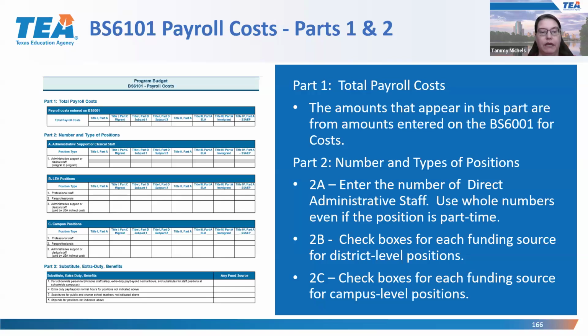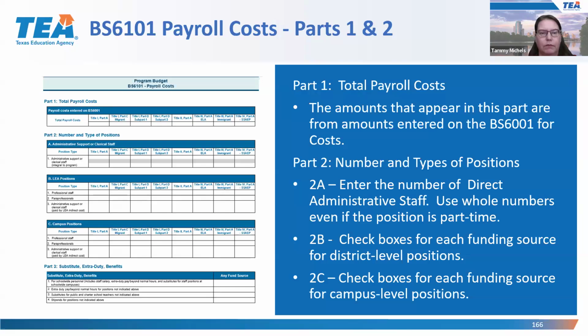Now we're going to look at part B and C, and these are check boxes, and you don't have to list the number of positions. You'll want to indicate if the positions are for LEA or campus positions. As the applicant, you determine how to classify the positions as professional staff or paraprofessionals. It's all defined locally. And TEA does not make those distinctions because organizational codes for personnel and job descriptions are all unique for every district.